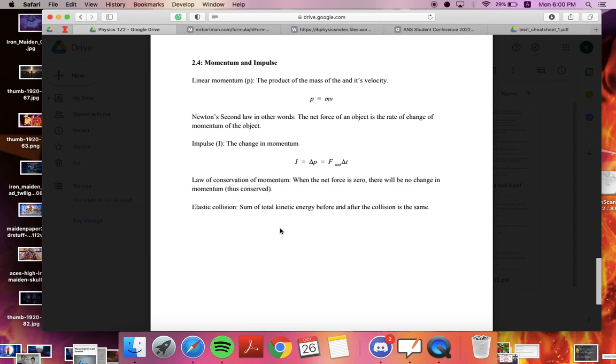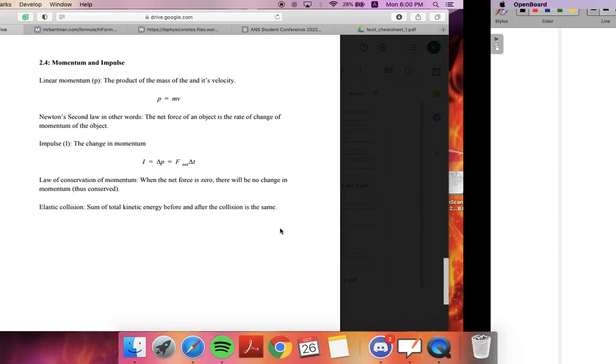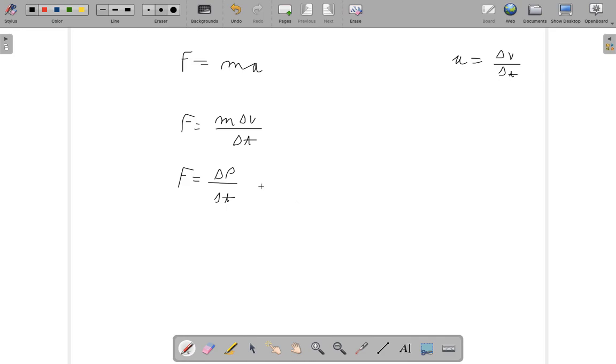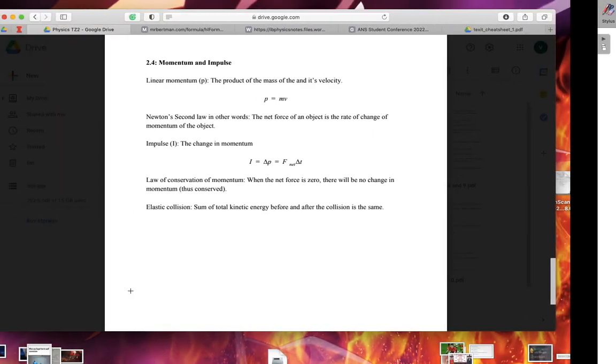Now, impulse. What is impulse? Well, impulse is simply the change in momentum. Not the rate of change of momentum, just the change in momentum. It's equal to delta P, or as we can rearrange this formula over here, we can get delta P is equal to force times change in time. And this is equal to your impulse I.